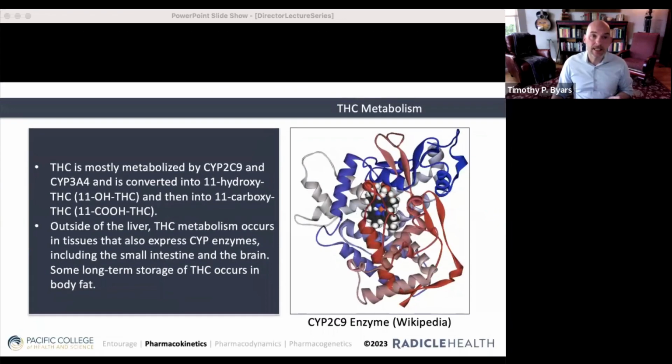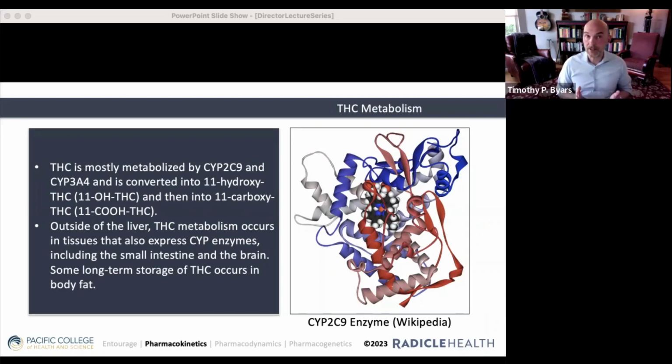So THC is mostly metabolized by CYP2C9 and CYP3A4. CYP3A4 is actually one of those enzymes that metabolizes a large number of pharmaceutical drugs. When THC is metabolized, it's converted into 11-hydroxy THC, and then after that, it's converted into 11-carboxy THC. In fact, I believe that when you take a urine drug test, it's the 11-carboxy THC that they're testing for, because that's one of the last metabolites before you actually excrete it.